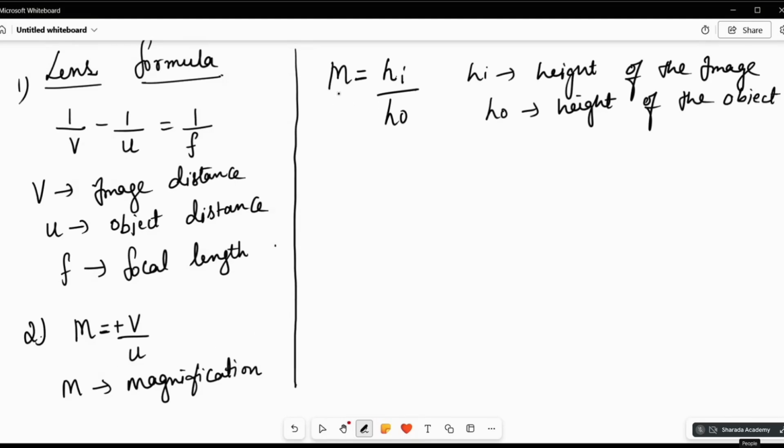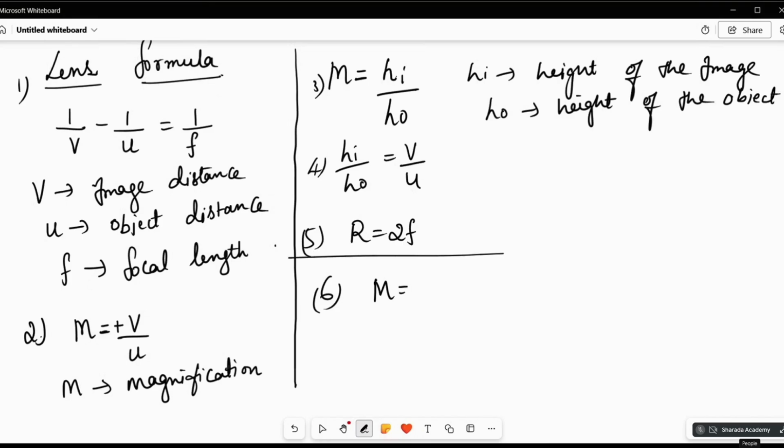So when you observe these two formulas, what do we get? h_i by h_o is equal to v by u. And another one we have: R is equal to 2f. Radius of curvature is equal to 2f. That is also one we get. Okay, these are the formulas we have to remember. These are the only formulas now.